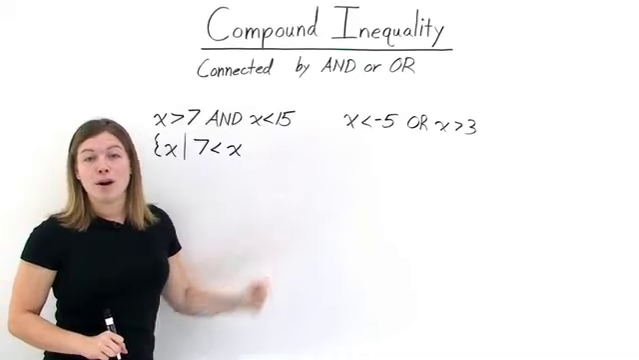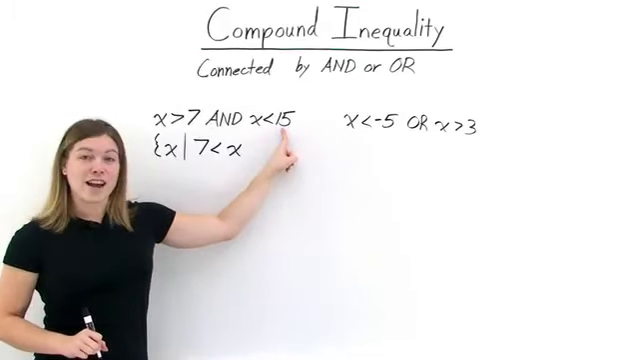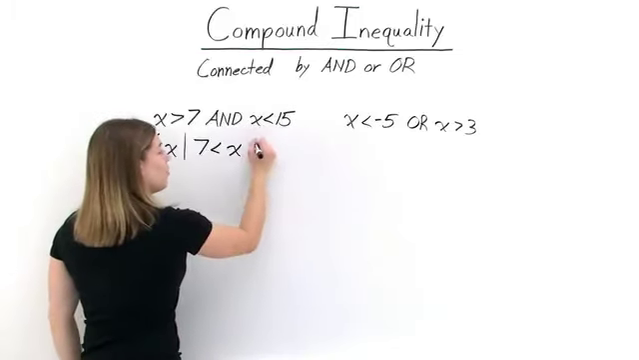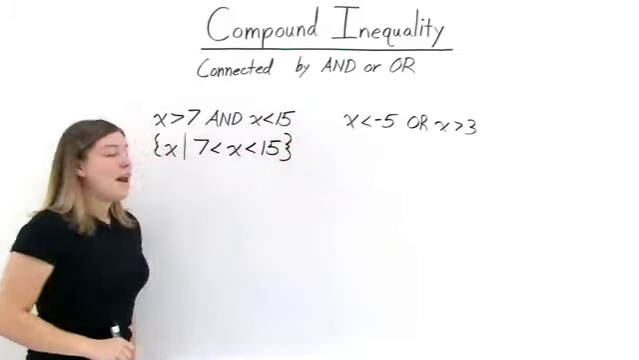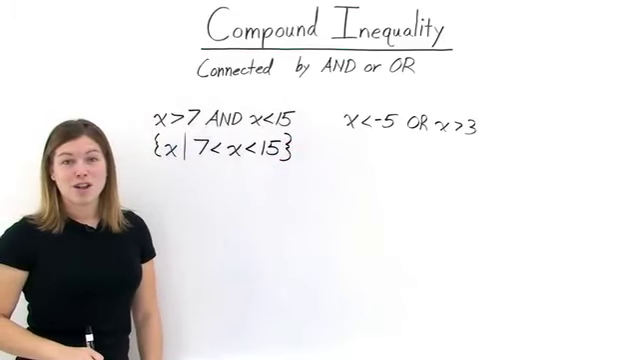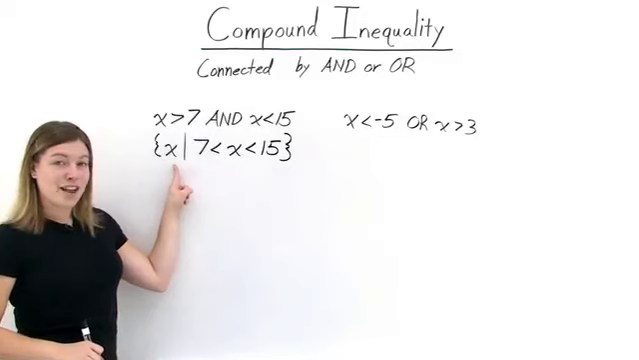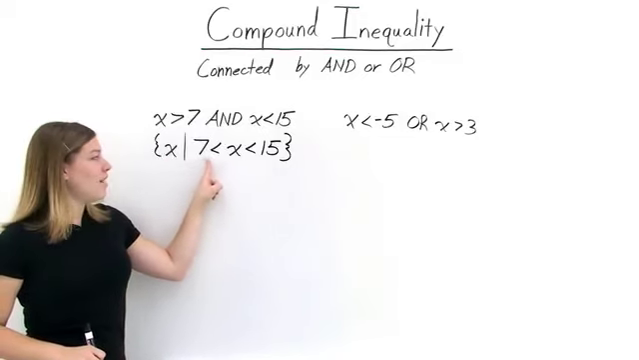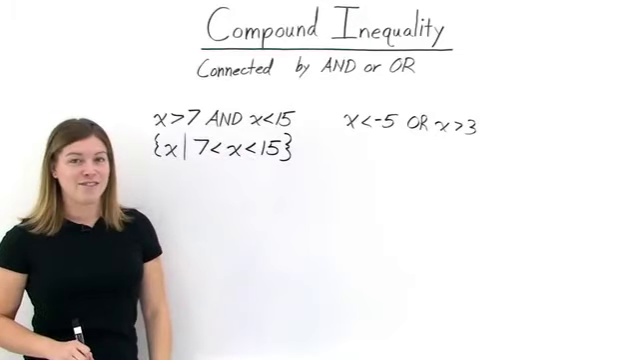To get the second part of our compound inequality, write the second part of our second inequality. So, we write less than 15. Now we've written our "and" compound inequality in a simplified set builder notation. We have the set of all x such that 7 is less than x and x is less than 15.